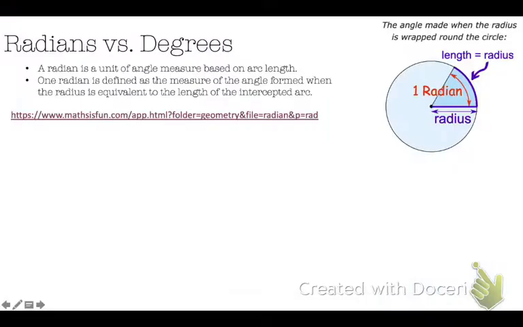Where's my PowerPoint? There it is. Okay. So that's what a radian is. It takes the radius, and if you wrap the radius around the circle, that creates 1 radian. So 1 radian is about 57.2958 degrees.